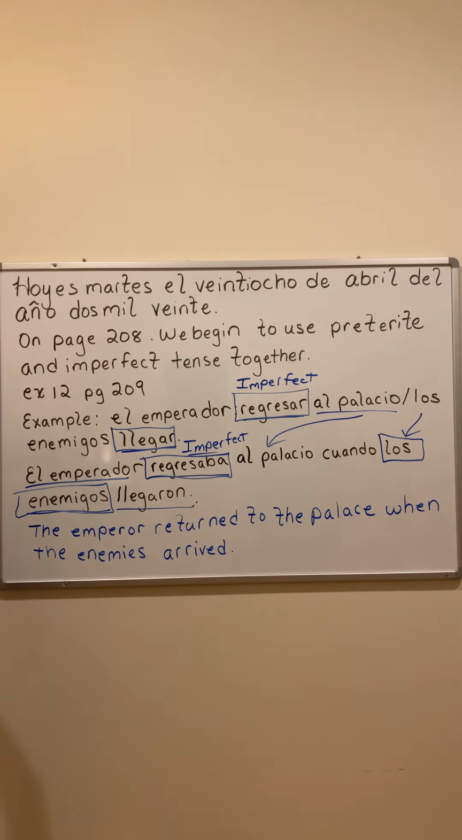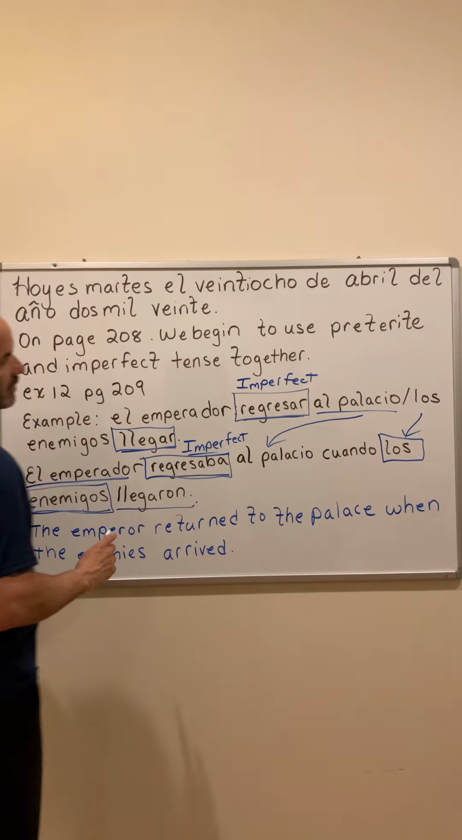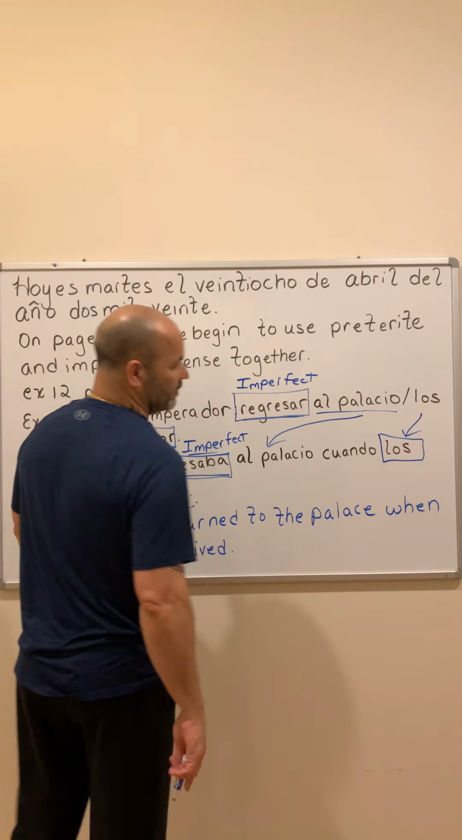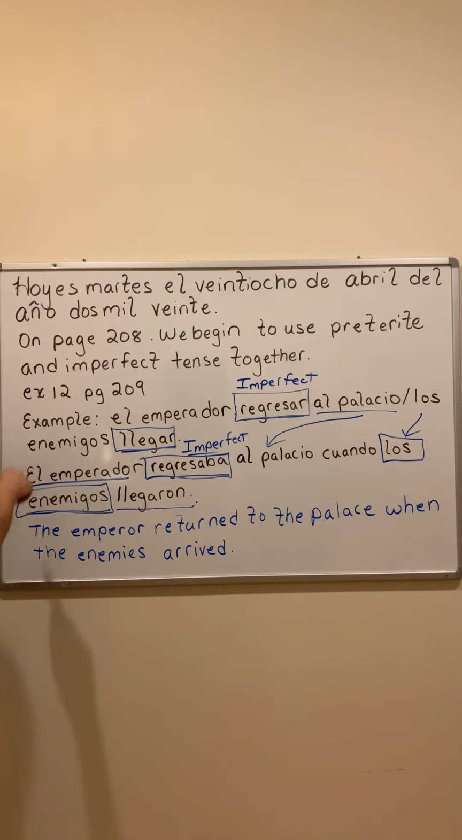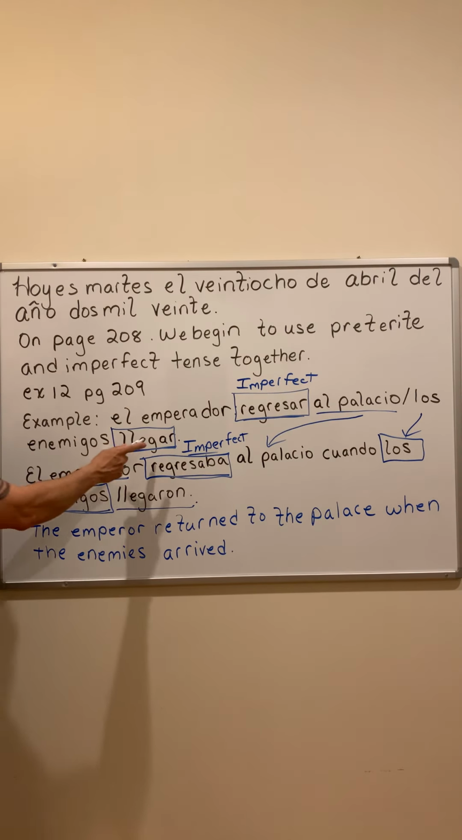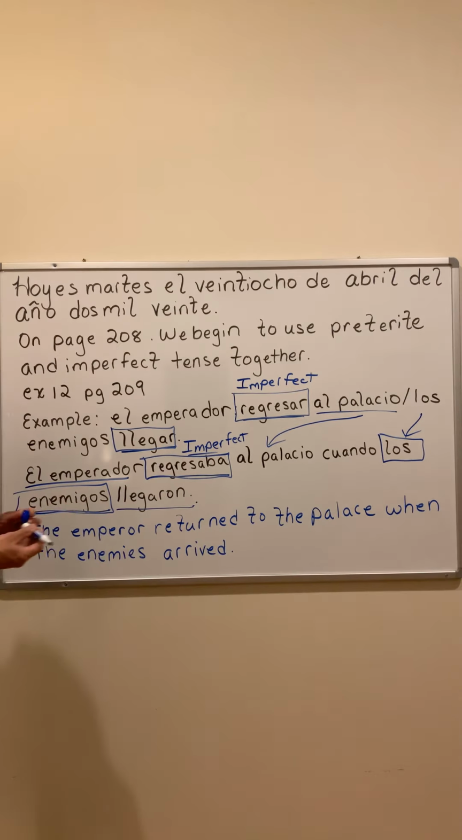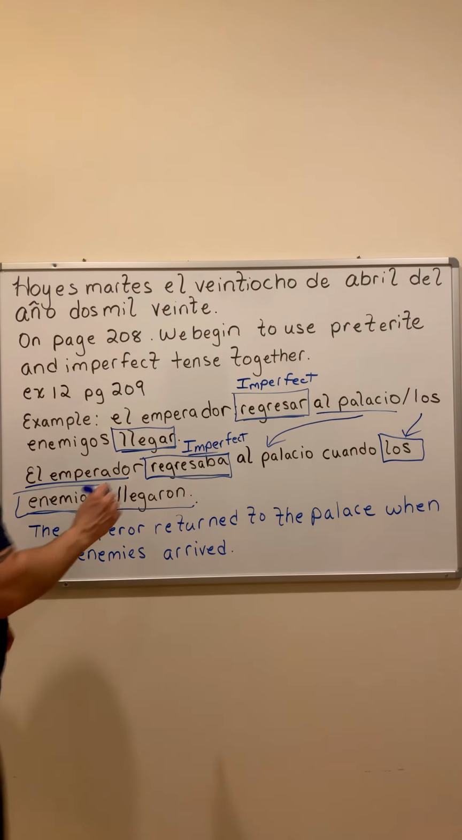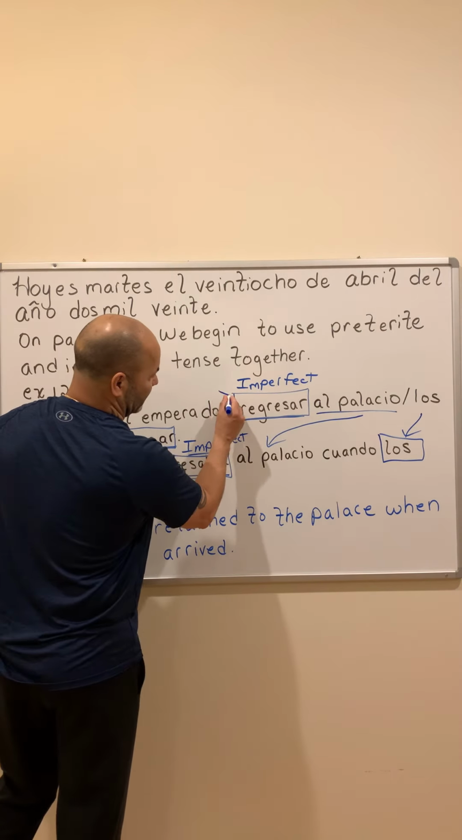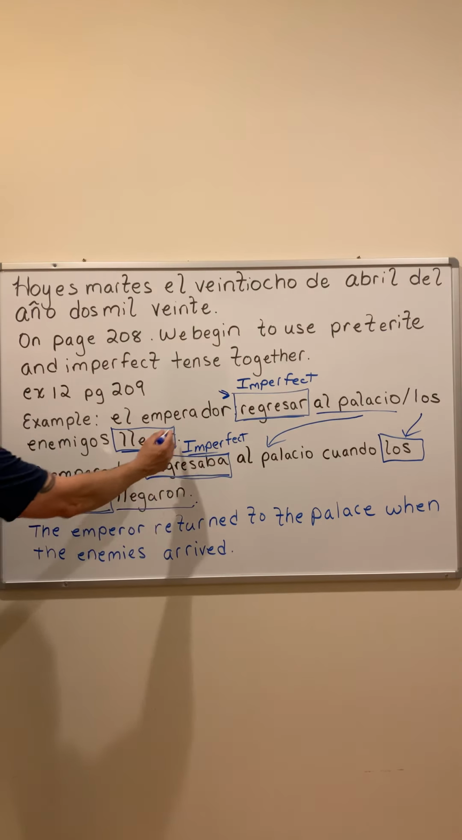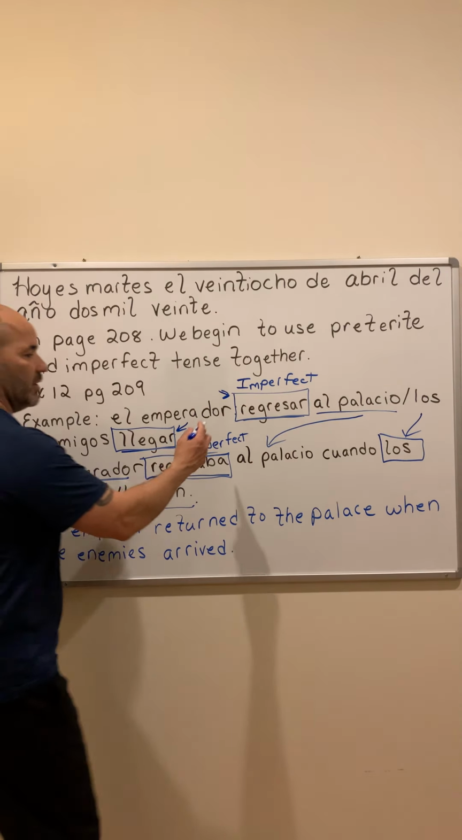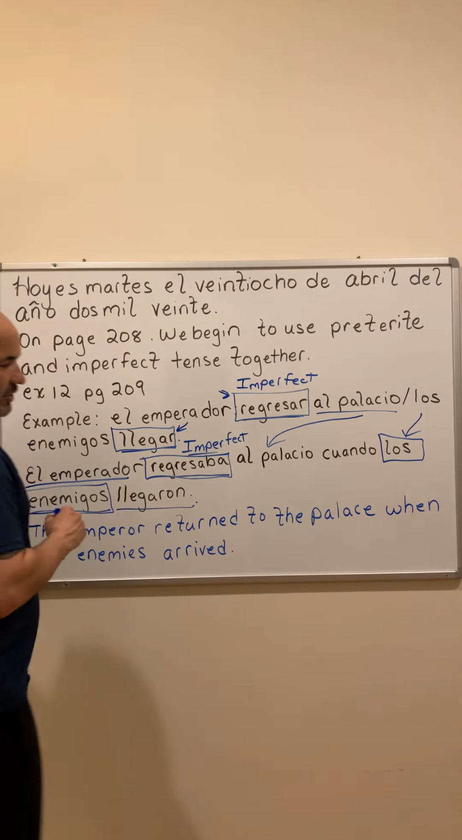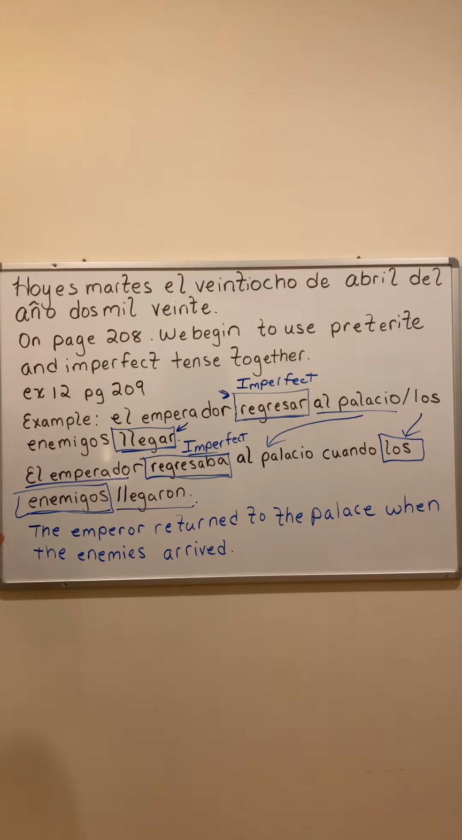So I have the example written up here, okay? The example says, el emperador, and then you have regresar, and then it says al palacio, and it has a forward slash. It says los enemigos, and then you have the verb llegar. So the first thing you're going to do is locate the two verbs. We located the first one here, which is regresar, and the second one here, which is llegar.